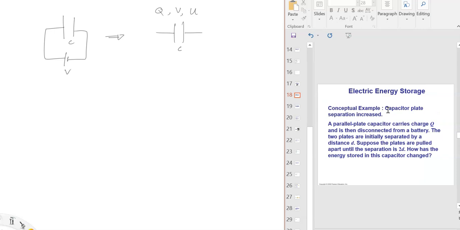Capacitor plate separation increase. The capacitor carries a charge Q, then is disconnected from the battery. Two plates are initially separated by a distance d. Initially the separation was d. Suppose the plates are pulled apart until the separation is 2d. So we're going to pull it apart and make it bigger.